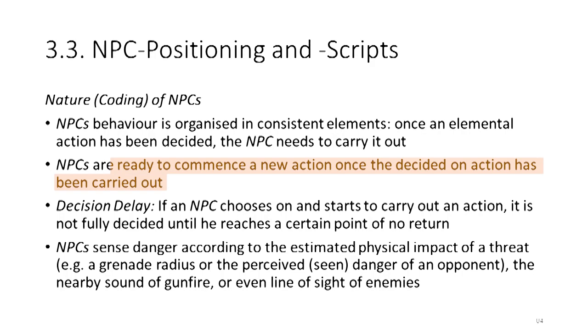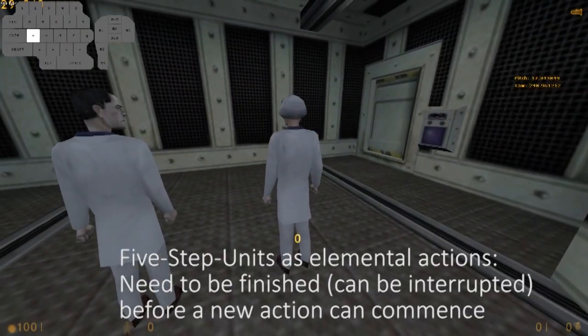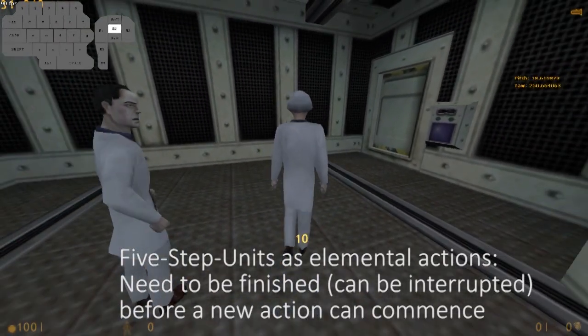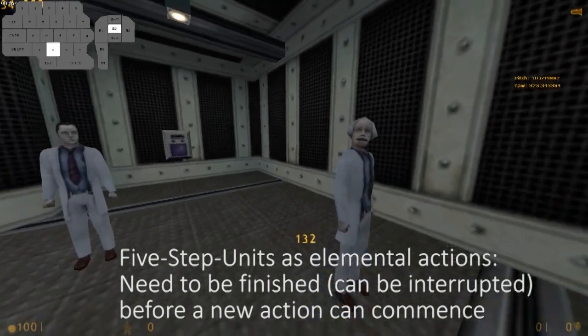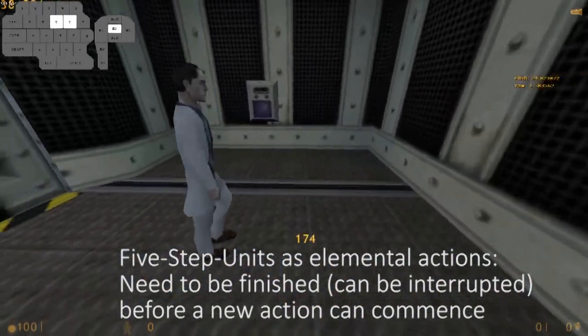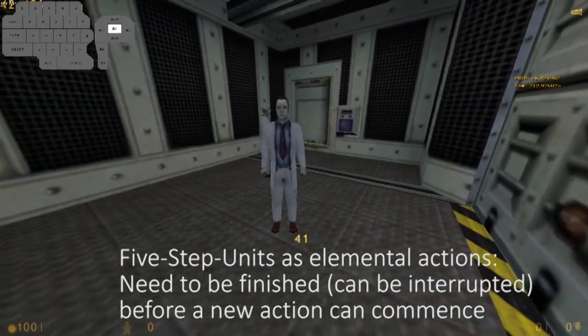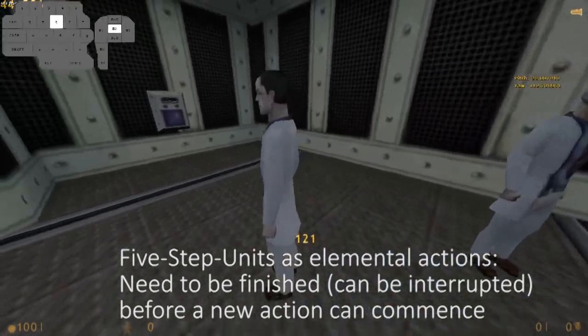When NPCs have decided on an action, they have to carry it out before being ready for another action. One of the elemental actions is the 5-step unit of NPCs. When you push them, and they try to go opposite to the direction of pushing, they will either make 5 steps or no steps at all.